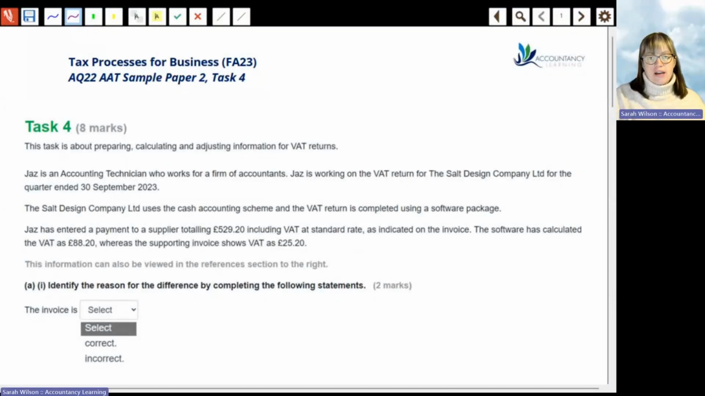I'm Sarah, a tutor at Accountancy Learning, and in this video I'll take you through the Tax Processes for Business AAT Sample Paper 2 Task 4 based on Finance Act 23. So this task is about preparing, calculating and adjusting information for VAT returns.